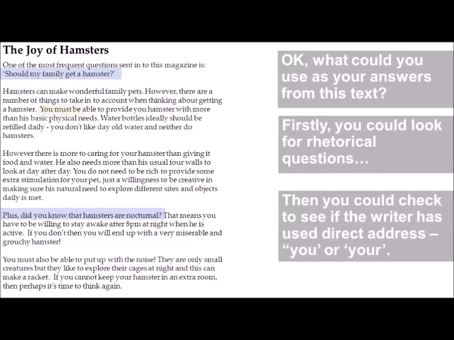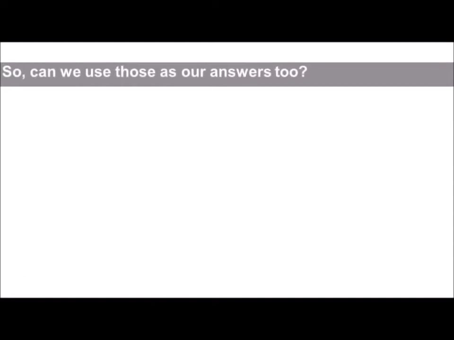Then you can check to see if they've used direct address. You must be able to provide. You don't like stale water. You do not need to be rich. If you don't, then you will end up. You must also. So it's saying you, direct address, you or your. There we are, a couple more you can add to your list.